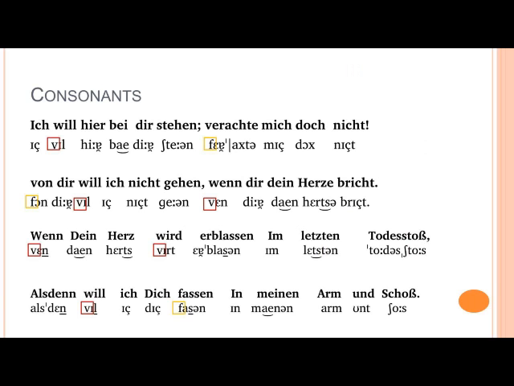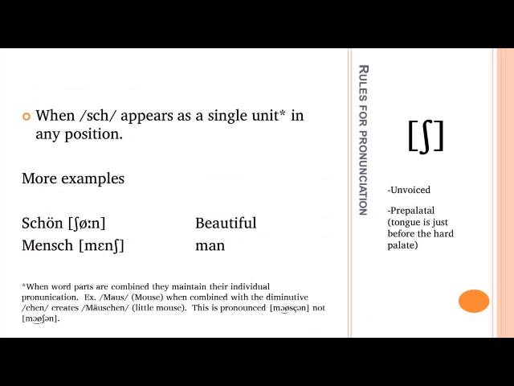We've talked about that already a little bit. So take a moment and find all the sh sounds. I'll give you a hint, there's only one. And it's on the last line, Schoß. And this is actually enough to show the rule for the sh sound. When SCH appears as a single unit in any position. So some other examples are schön, which means beautiful, and the SCH comes at the beginning of the word, and then Mensch, where the SCH comes at the end of the word.